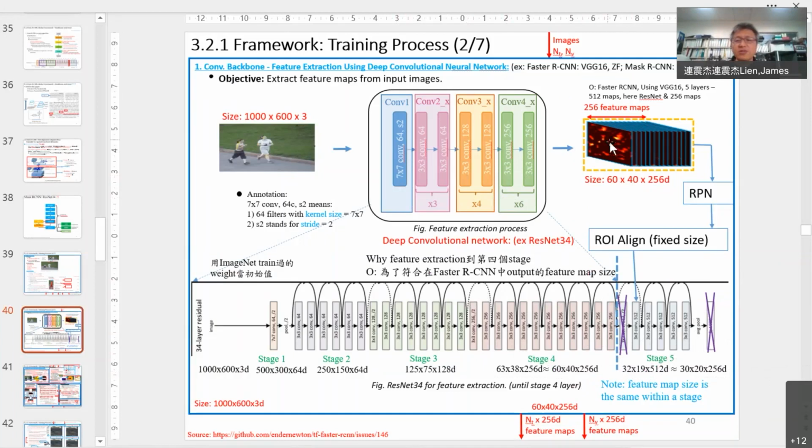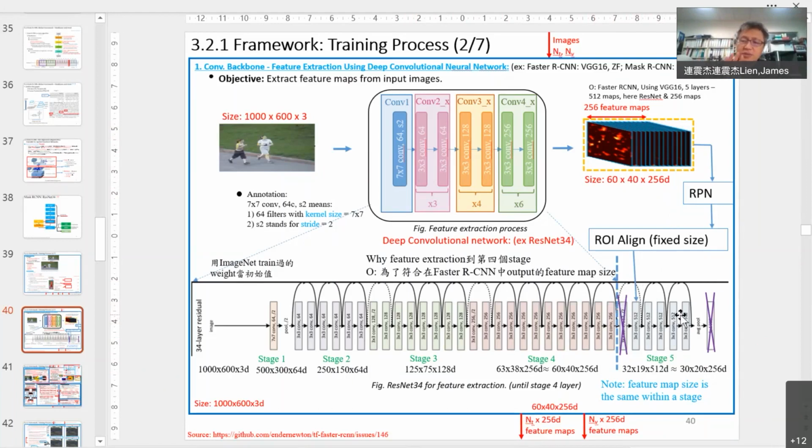So after 4 stages, for each pixel, it's a grid, which we call grid, right? So we have a grid of 60 by 40. And for each grid, it's a feature, and we'll apply this information for our process. Back to the Faster RCNN, the same, because right now the GPU is more powerful, so probably you don't need to use the stage 5.